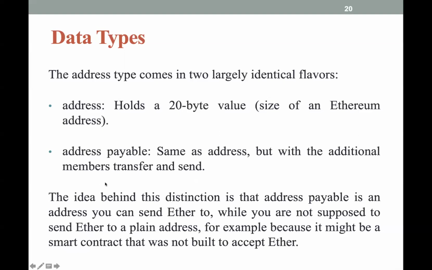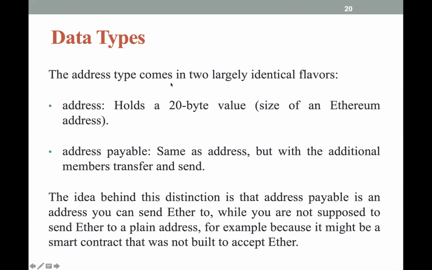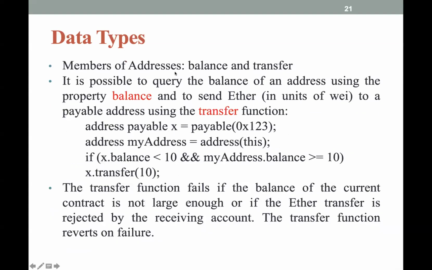Right, you can send ether by using these, so you have to specify that variable as address payable if you want to transfer some ether from one address to another address. And along with the transfer and send functions, we have other members of addresses. The first one is balance. If you want to check the balance of that address, of that entity, then you can use this balance keyword. And how you can use it, I showed here.